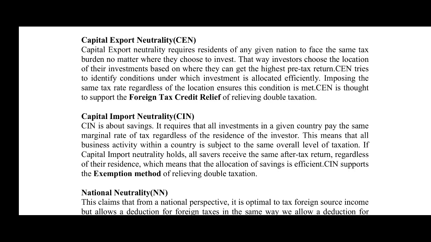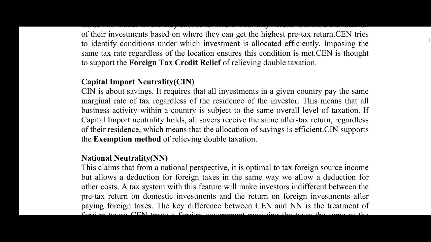So remember that capital export neutrality is thought to support the foreign tax credit method of relieving double taxation. Okay, so it follows the credit method because once you are granted credit, it's like the tax. If I am supposed to pay tax of 50 in Ghana and I've already paid 10, then I have to pay 40. So it brings my tax liability to the exact same position. That is why we say that CEN supports the foreign tax credit method.